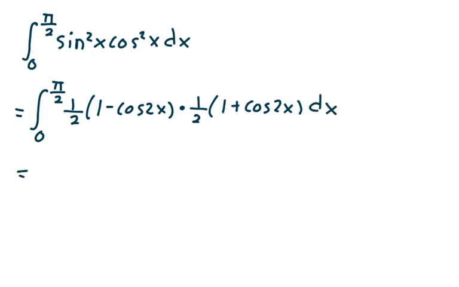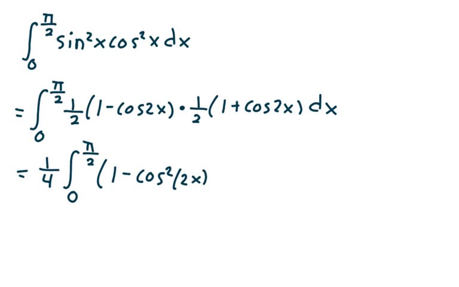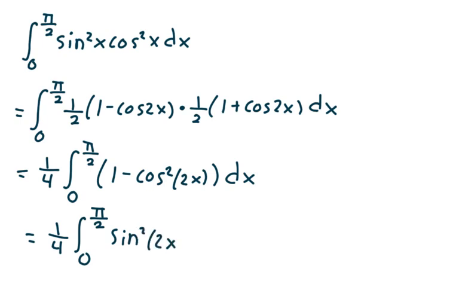But remember that a half times a half is a fourth. So this is 1/4 the integral from 0 to pi over 2 of 1 minus cosine squared of 2x dx. But 1 minus cosine squared of 2x is equal to sine squared of 2x. So this is the integral from 0 to pi over 2 of sine squared of 2x dx. And I'm going to use the power reducing formula on this again.